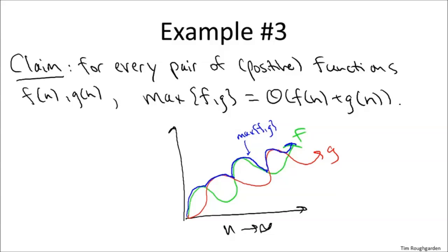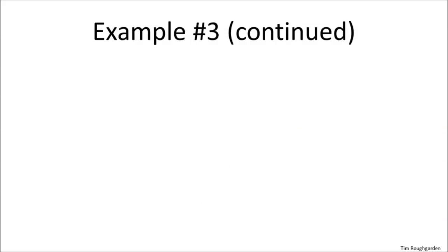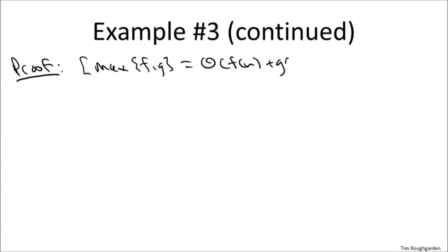So let's now turn to the proof of this claim, that the pointwise maximum of two functions is theta of the sum of the two functions. Let's recall what theta means formally. It means that the function on the left can be sandwiched between constant multiples of the function on the right. So we need to exhibit n naught, but also two constants, a small one c1 and a big one c2, so that the pointwise maximum of f and g, whatever they may be, is wedged in between c1 and c2 times f of n plus g of n, respectively.